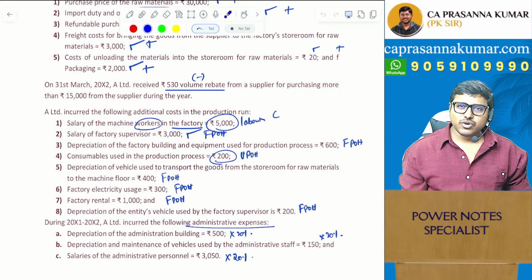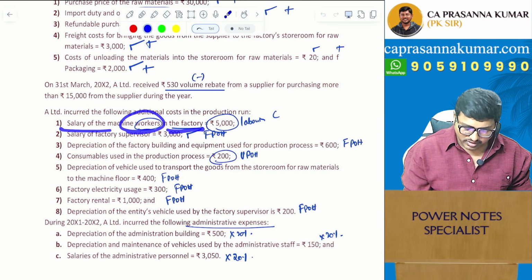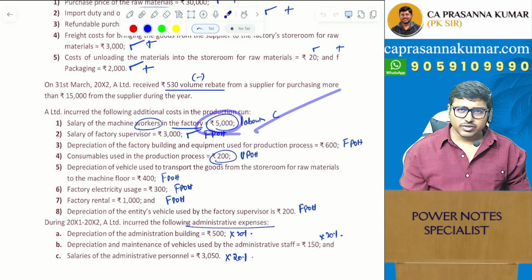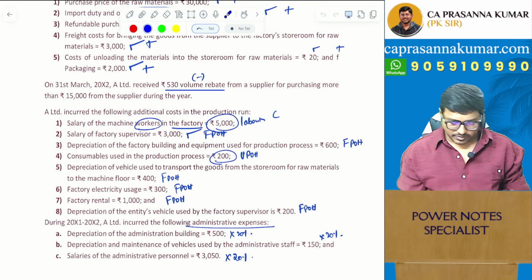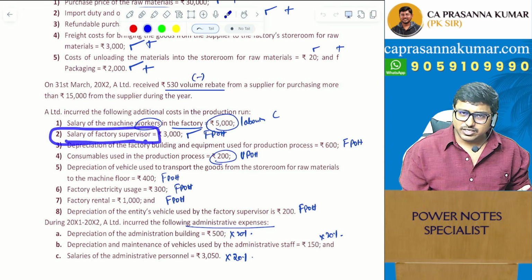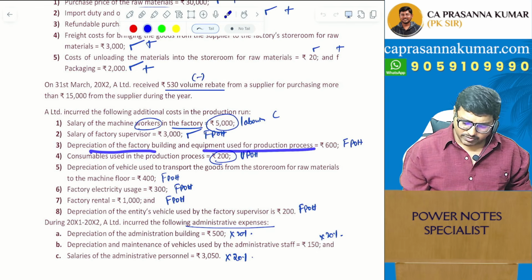Next, conversion cost. Conversion cost means labor plus overheads. What is labor? Salary of machine workers in the factory. Machine workers, so it is labor. Labor is 5,000, so you need to consider that. Next, overheads. Overheads means two types: fixed and variable. Salary of the factory supervisor is fixed overheads only, because salary is fixed. 3,000. Fixed production overheads. Depreciation of the factory building and equipment used for production process.